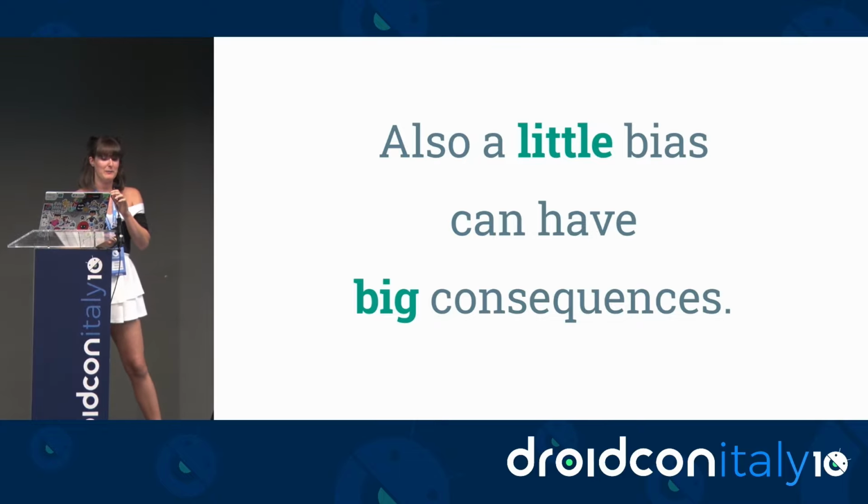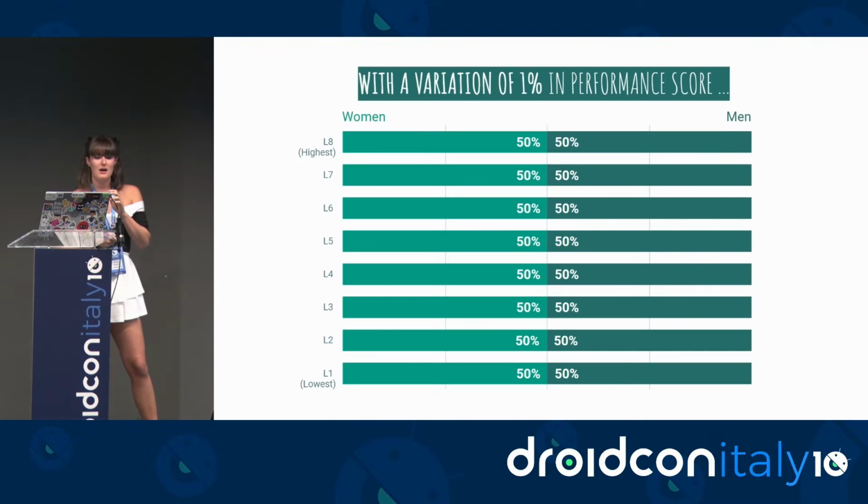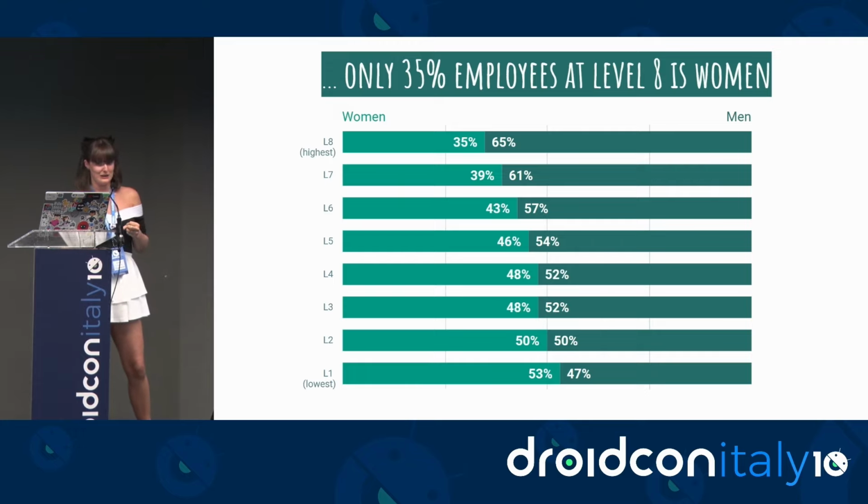Even a little bit of bias can have big consequences, and I will give you some examples. There is an organization that has 8 different levels of management, from level 1, the lowest, to level 8, the highest. At the very beginning, they start with 50-50 presence of men and women. They decided to assign every person in this organization a random score based on performance, but with a variation of 1% in favor of men. They ran this scoring 1,000 times, and it happened that only 35% of employees at level 8 were women. So that is from 1 calculated percent of bias in favor of men.